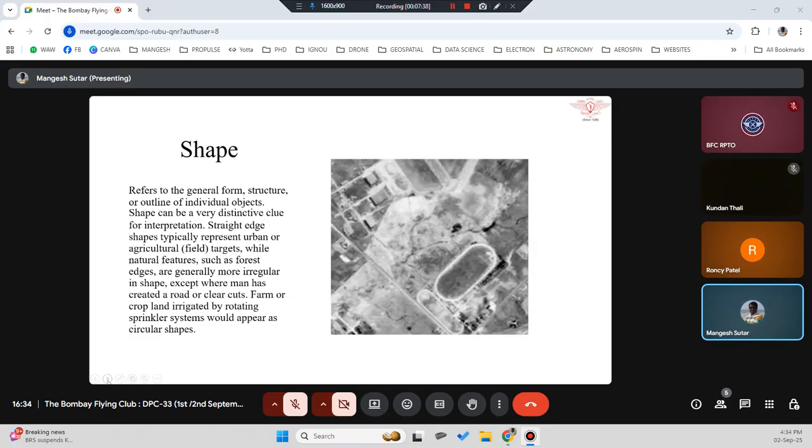Shape. Shape is again based on the image, we can make out the shape. Straight-edged shapes typically represent urban or agriculture fields, while natural features such as forest edges are generally more irregular in shape, except where man has created roads, clear cuts, or farms. Cropland irrigated by a rotating sprinkler would appear as circular shapes. Shape refers to the general form, structure, or outline of an individual object.